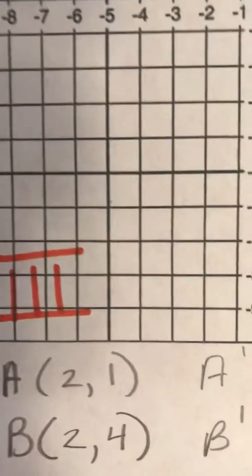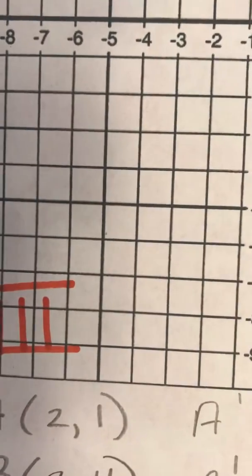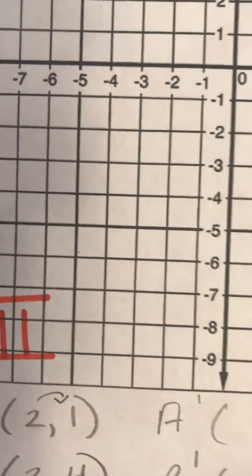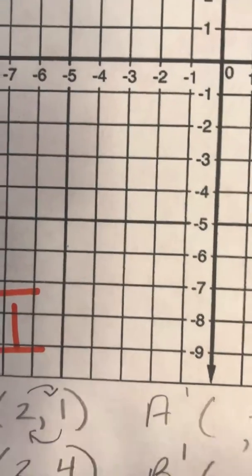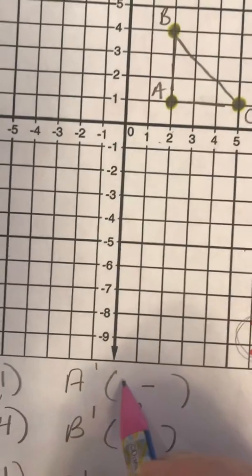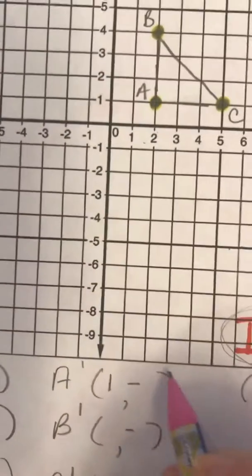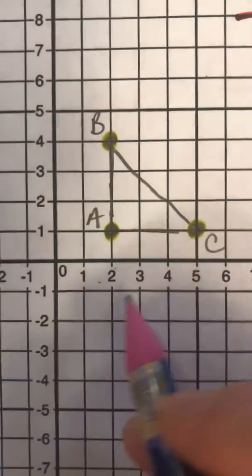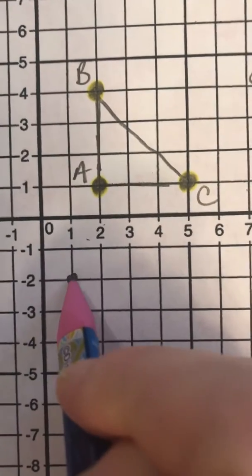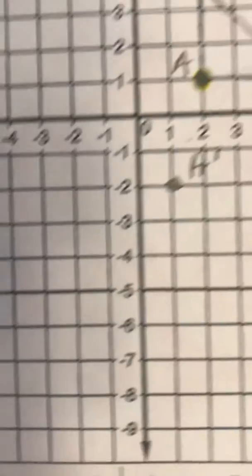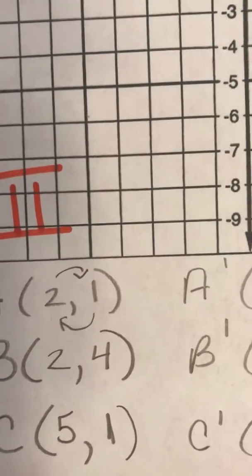So when you look at my ordered pair (2, 1), the x is going to take the spot of the y, and the y is going to take the spot of the x. So (2, 1) becomes (1, -2) with a negative there. So my A prime, when I draw it, is (1, -2). A prime.